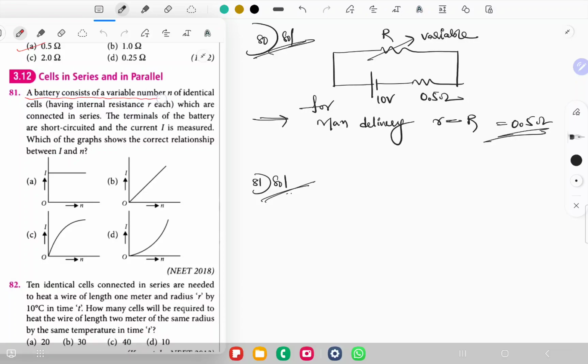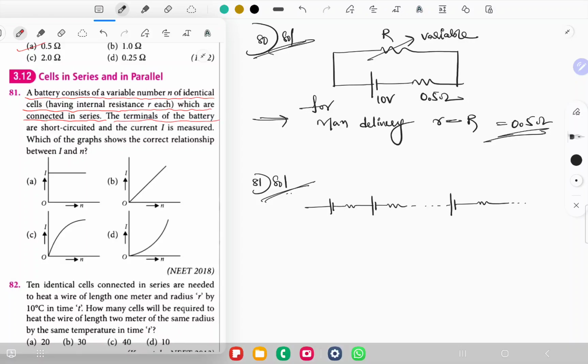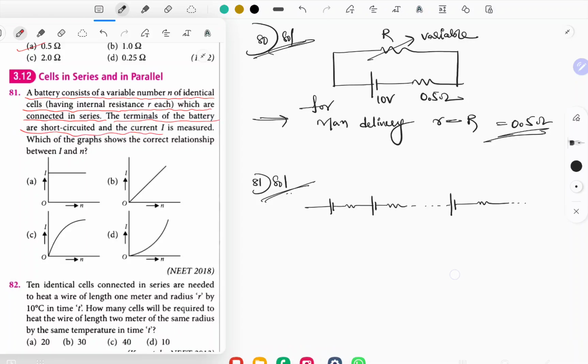A battery consists of a variable n number of identical cells which are having internal resistance R each and are connected in series combination. Look at this. This is how n identical cells are connected in series. And they said the terminals of the battery are shorted. The meaning of shorted is there is no load resistor. These are just connected with a straight line. There is no potential drop across the terminal voltage.